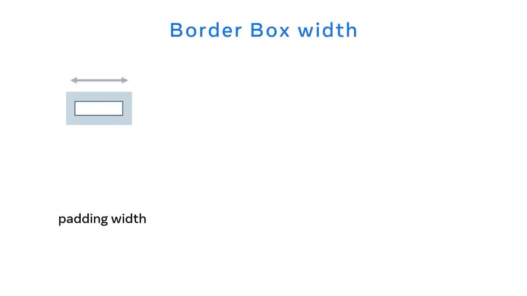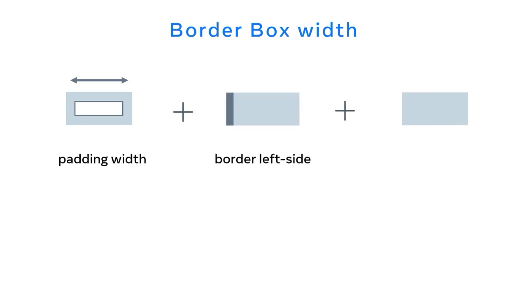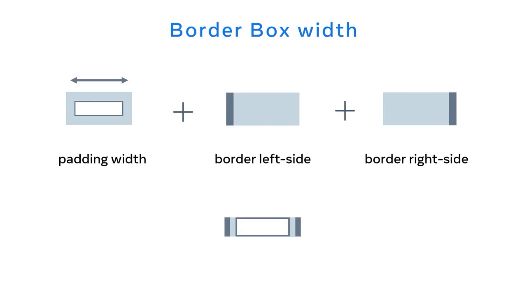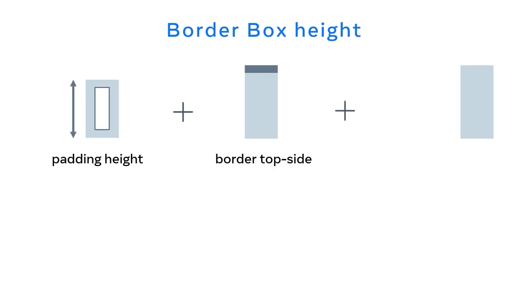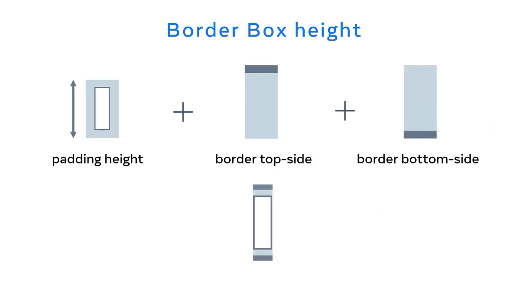Now, let me share with you a pro developer tip to help you calculate the size of your HTML elements when working with the box model. An HTML element is equal to the size of the border box. To get the border box width, you add the padding box width plus the border left side plus the border right side, and you can calculate the border box height by adding the padding box height and the border top side as well as the border bottom side.